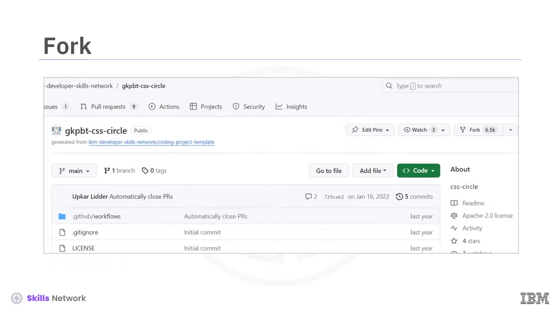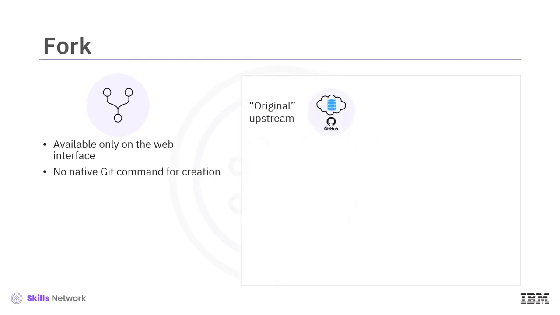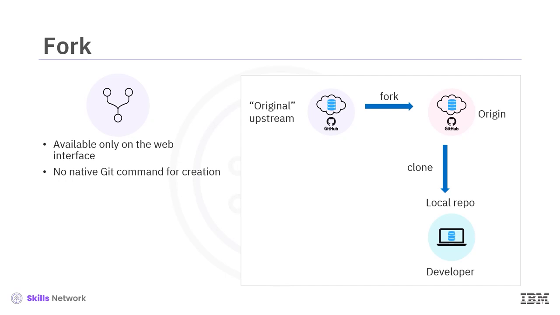To fork a public project, you can go to its GitHub project page and select Fork at the top of the page. This fork option is available only while using the web interface. There is no native Git command to create a fork. The repo from which you create the fork is referred to as the original upstream repository. Once you fork the original upstream, the forked copy of the repo becomes the origin, and developers with access to the origin can create clones of it on their local machines.